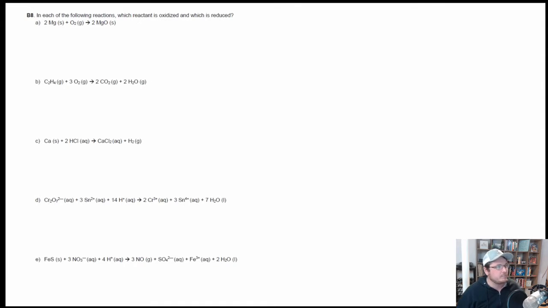Right, so this is just a problem to identify which reaction is oxidized, which one is reduced. Right, and so if we're looking at it, this is magnesium 0, this is oxygen 0, and then this becomes 2 plus, and this becomes 2 minus.